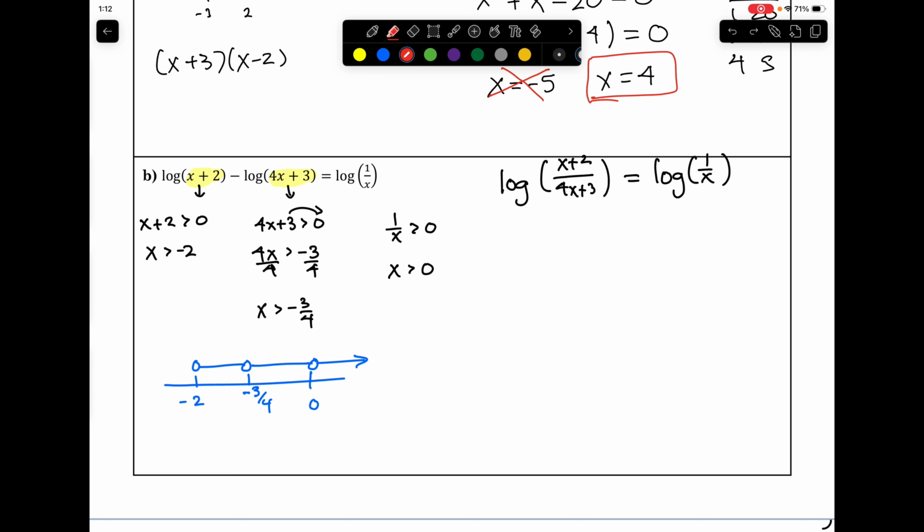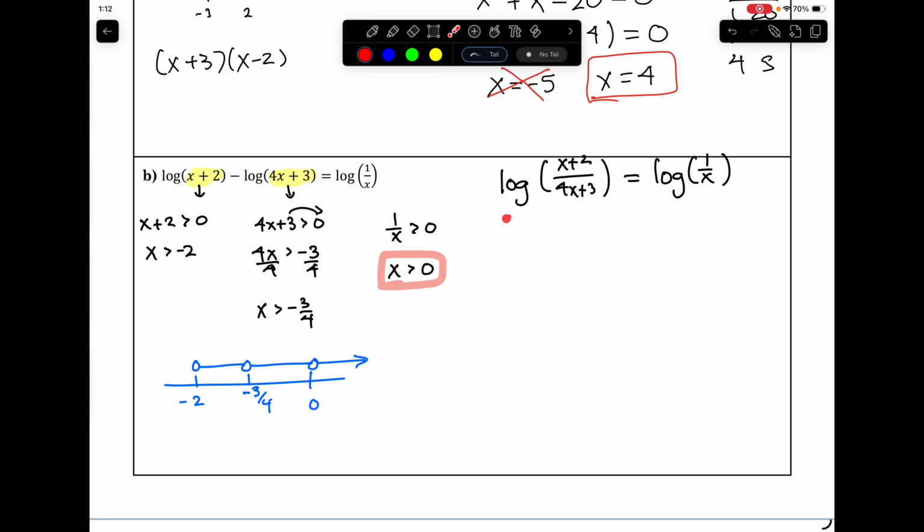As long as I make my values of x bigger than 0, that's going to satisfy the condition. So as long as x is bigger than 0, that satisfies all three conditions, because 0 is the farthest to the right. And since everything is going to the right, I look at that value there.